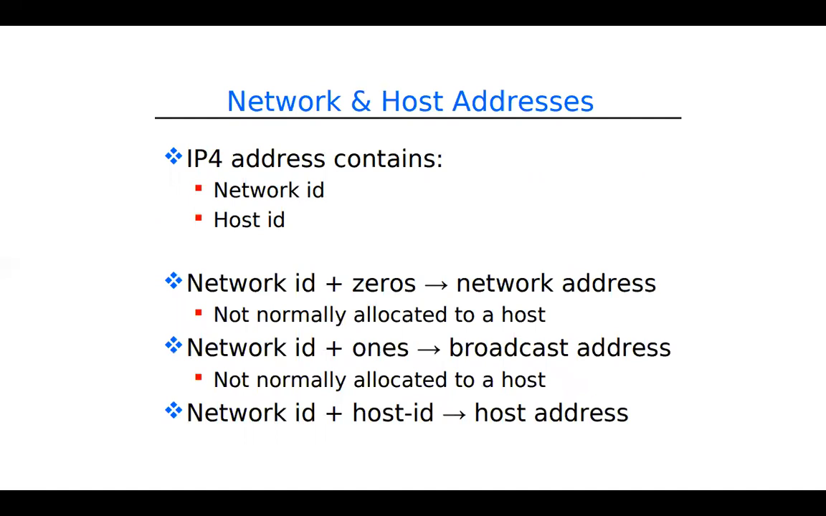So the previous is the IP address. Now, we will look into network and also host addresses. So an IPv4 address contains a network ID and also the host ID. Network ID plus zeros is the network address. Network ID plus ones is the broadcast address. And the network ID plus host ID is the host address.